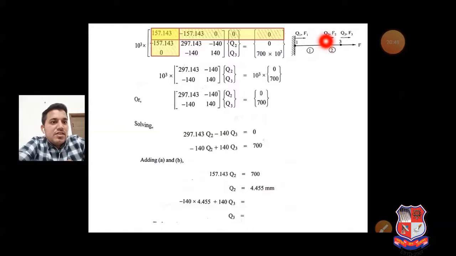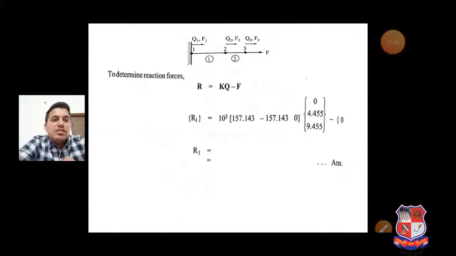This is the displacement at Q2, at the second node, and similarly we have to find the displacement at node number 3. So have you understood everything? Let's go ahead to the reaction. We know that reaction is always at a fixed node. So R is equal to KQ minus F. We are directly putting our highlighted portion here, 10 raised to 3, first column. Here Q1 is equal to 0, Q2 is the new value and Q3 is the new value for us.